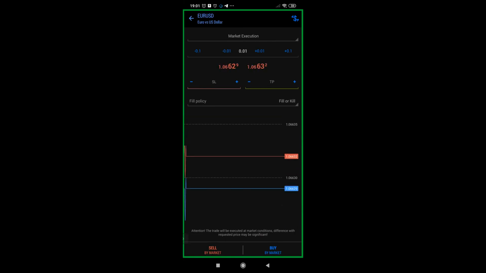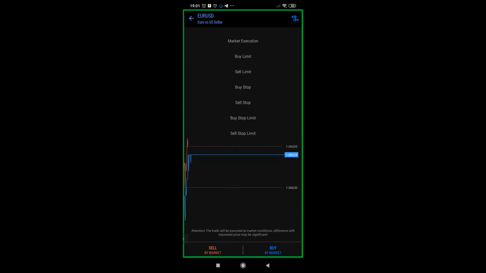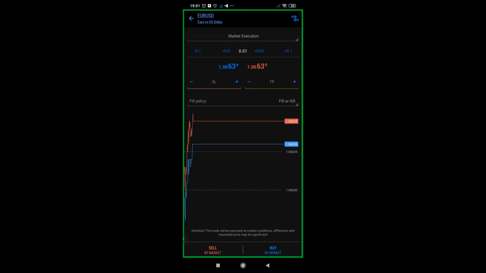So the first thing you see is market execution. If you want to enter the trade instantly, you will see market execution. Or you can change it to your pending orders. As you can see, you have buy limit, sell limit, buy stop, and then sell stop. So let's start with normal market execution. On iPhone, you see it as instant execution.